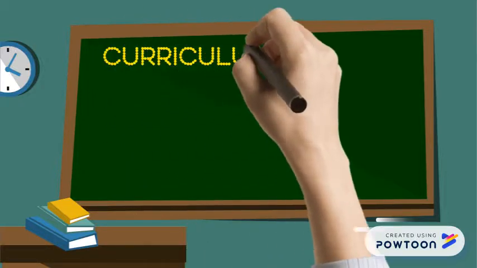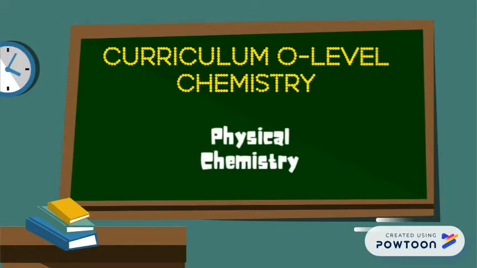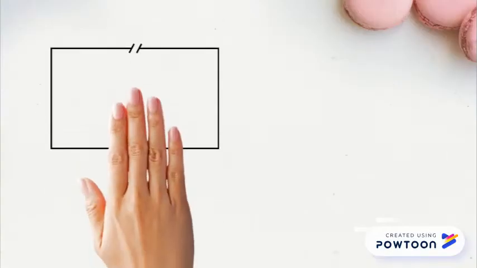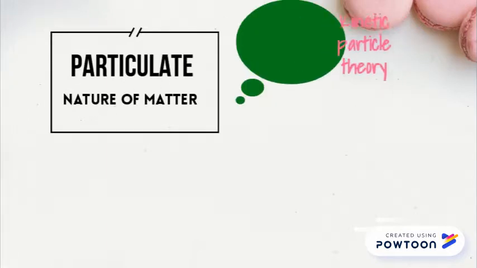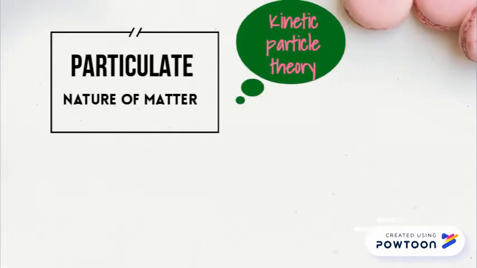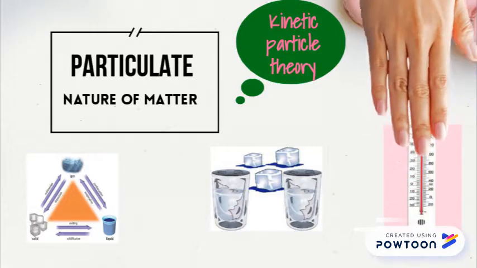The discussion will be about the curriculum of A-level chemistry, which is for physical chemistry. In this chapter, there are 4 subtopics. For kinetic particle theory, students should be able to describe solid, liquid, and gas states and explain the factors that may affect the process.